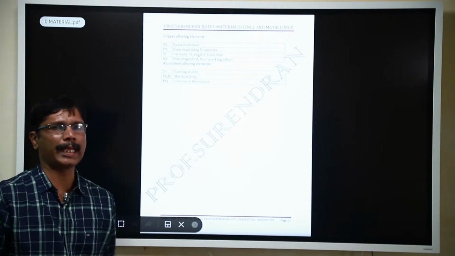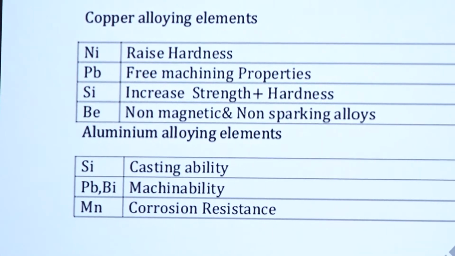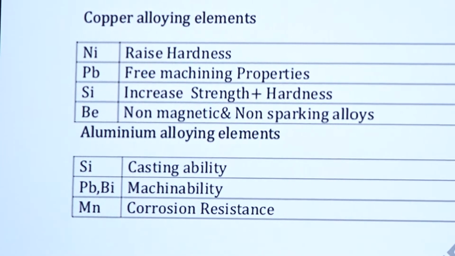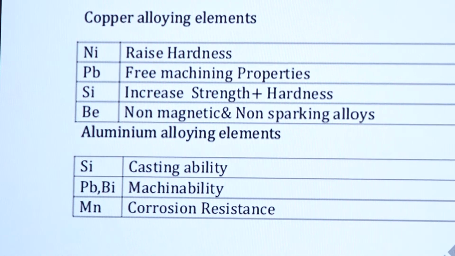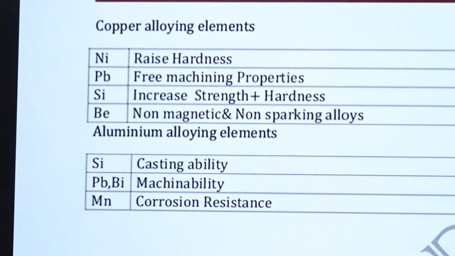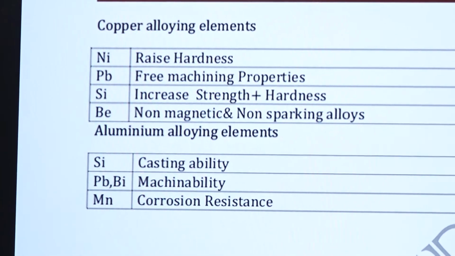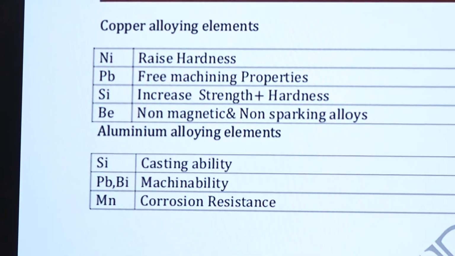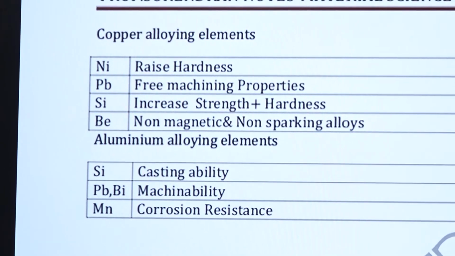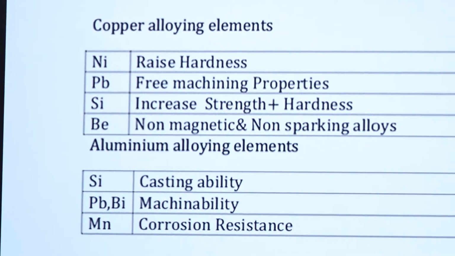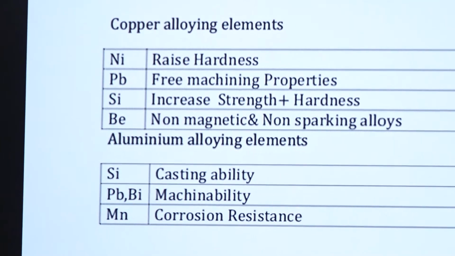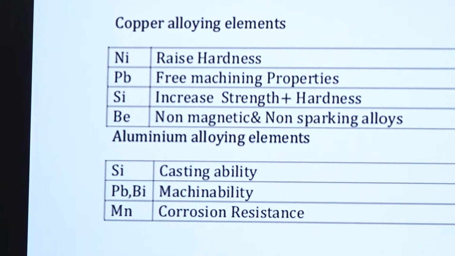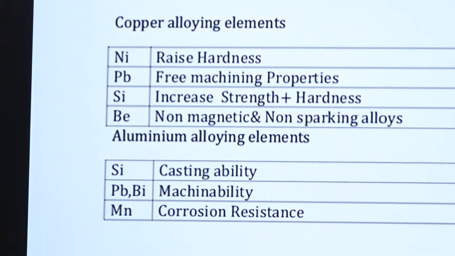So now the copper alloying elements. Copper added with nickel raises the hardness. Copper added with lead produces free machining properties. Copper added with silicon increases strength. Copper added with beryllium gives non-magnetic and non-sparking alloys. For aluminium, when we add silicon, it improves the castability. When you add lead and bismuth, it increases the machinability. Manganese improves the corrosion resistance.